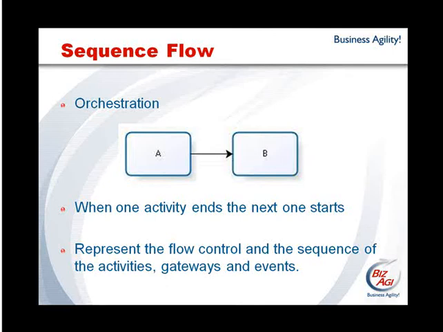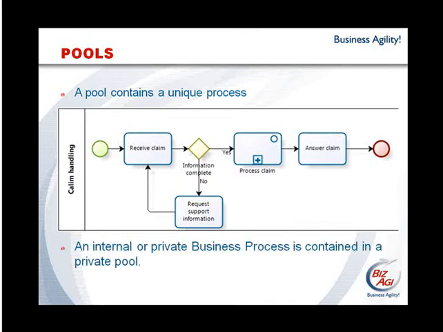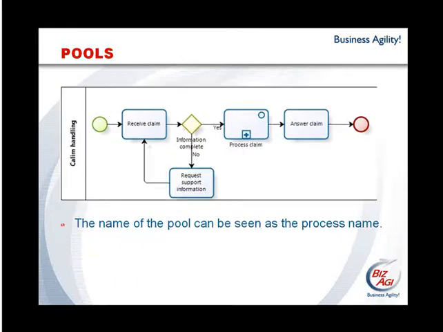Now we are going to see the pools. A pool is a container of a single process. Therefore, an internal or private business process is contained in a pool. The name of the pool can be considered as the name of the process. As mentioned previously, a business process diagram may contain various business processes. In other words, a business process diagram can contain various pools. If a business process diagram only has one pool, this cannot be diagrammed, but implies that it has a pool.